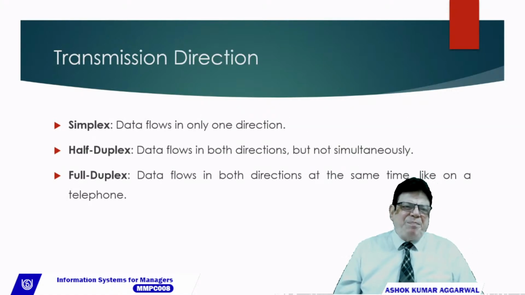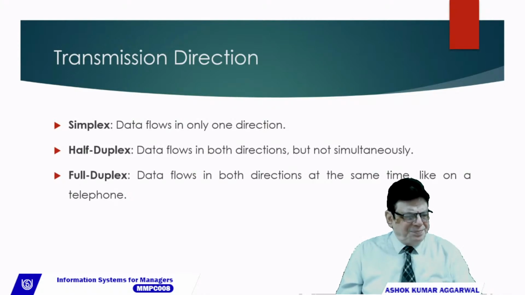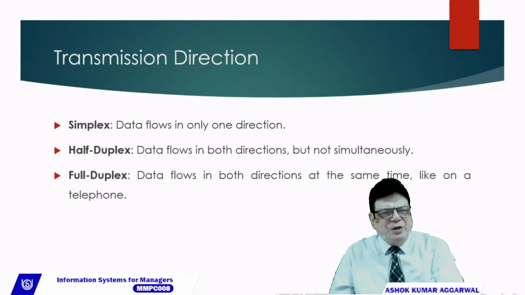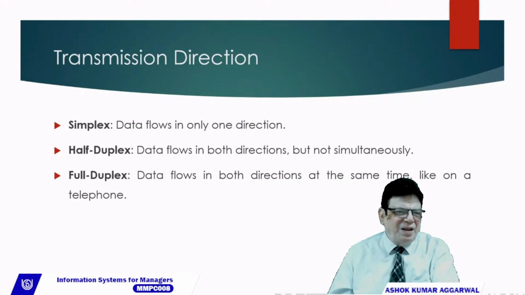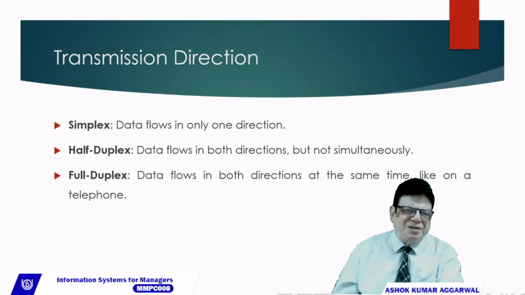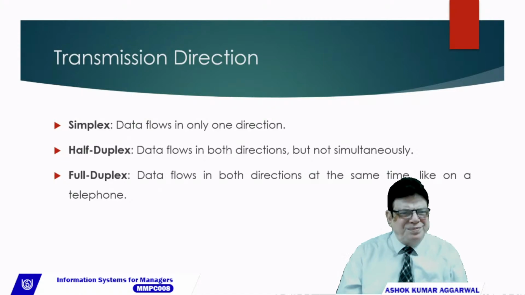Transmission direction: simplex, data flows in only one direction. Half duplex, data flows in both directions but not simultaneously. Full duplex, data flows in both directions at the same time, like on a telephone.